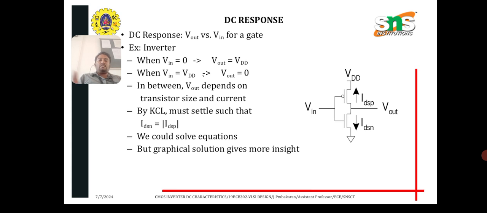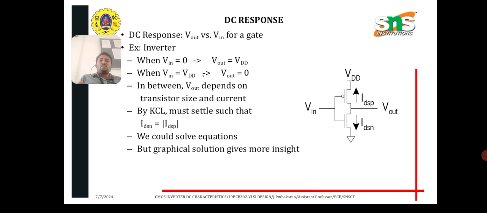And DC response, specifically the voltage transfer characteristics, describes how the output voltage of a logic gate varies with the input voltage when operating under steady state DC conditions. Let's discuss the VTC for a typical CMOS inverter, which is a fundamental example of a gate in digital logic circuits. CMOS inverter voltage transfer characteristics.